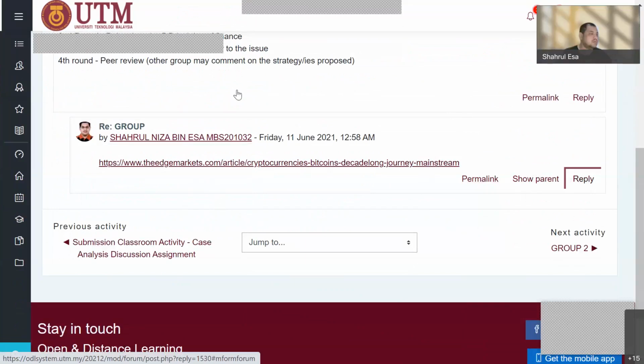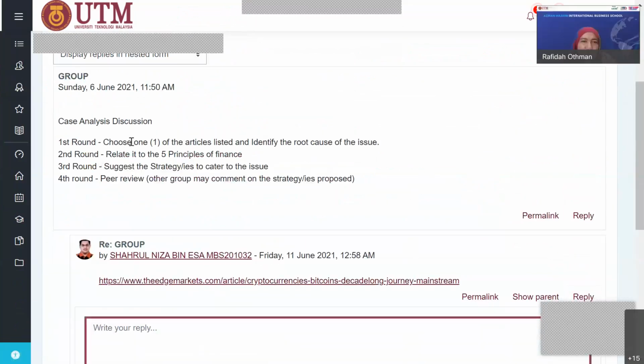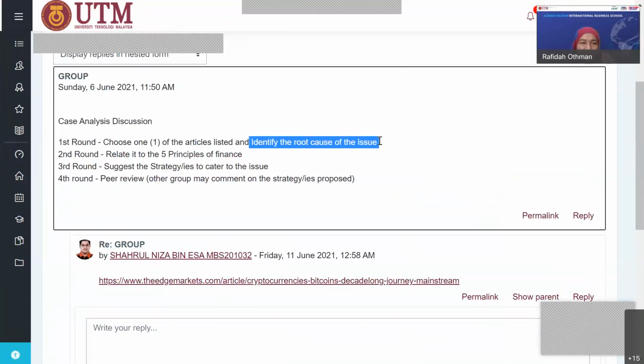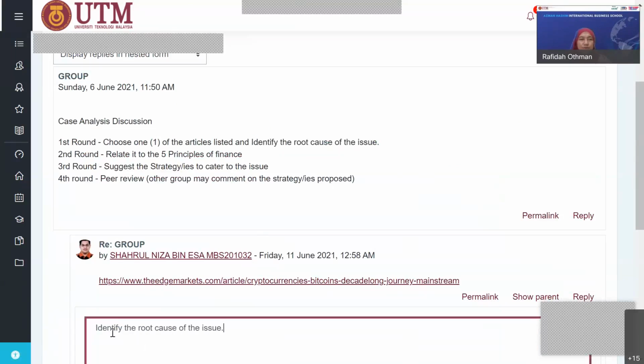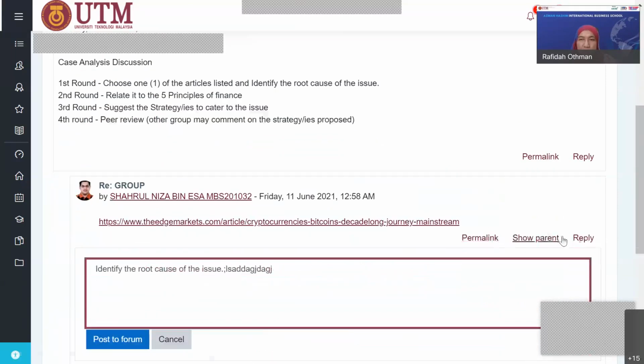Round 1, did you understand the issue? Choose one listed and identify the root cause of the issue. So I will put here the root cause of the issue is blah, blah, blah. I will write it down, okay? And then another student will also write what is your understanding of the issue. So if you have 4 persons in the group, you should have 4 replies. This is the first round.